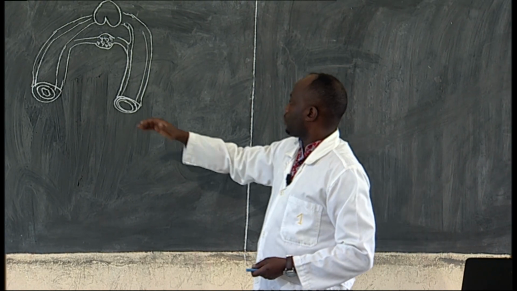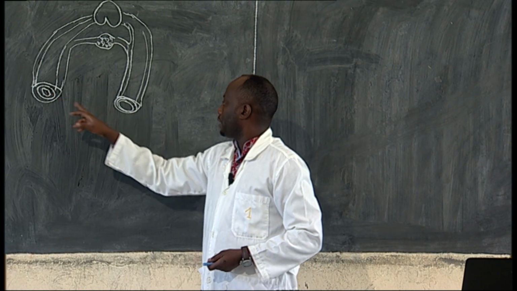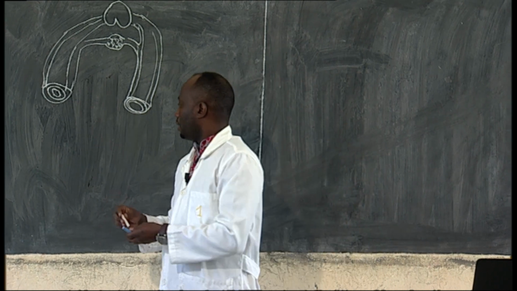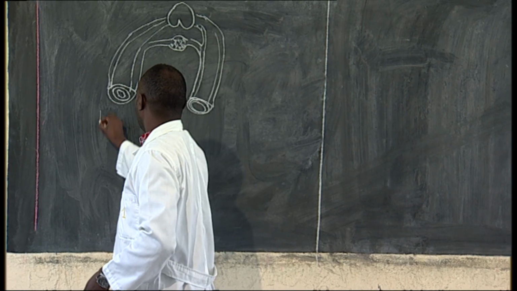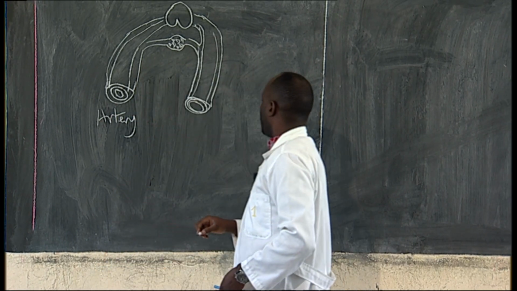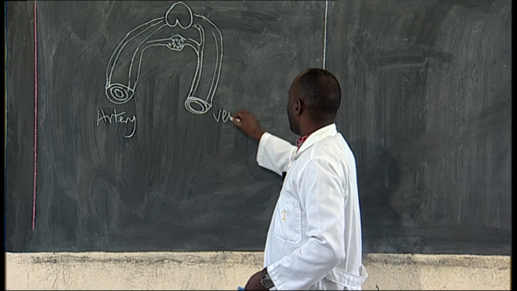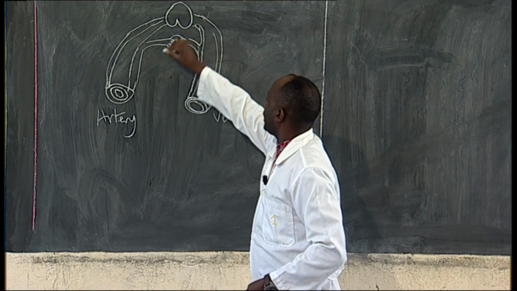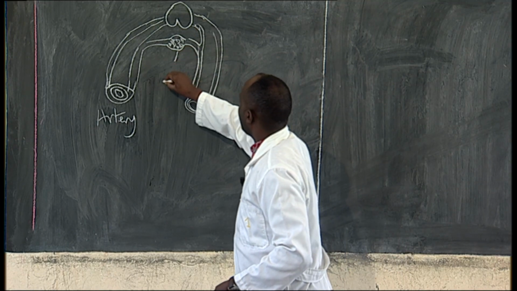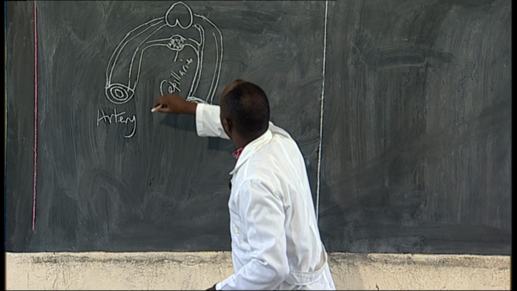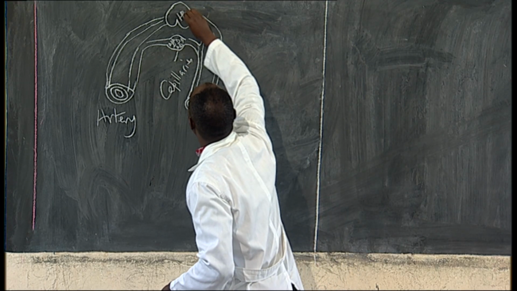In that diagram, this one has a small lumen, this one has a large lumen. So we say the one with a small lumen is an artery, and the one with a large lumen is the vein. And the one which connects the two, as you can observe clearly, these are capillaries. So that is the diagram, and this is the heart.